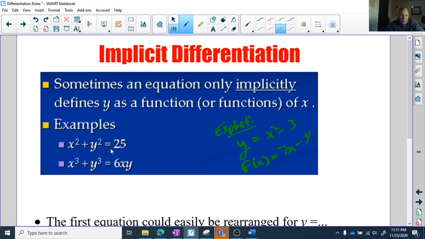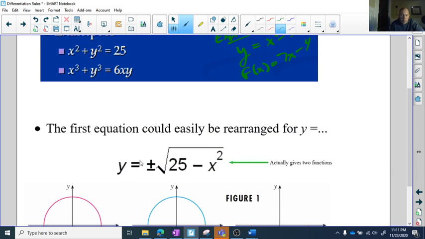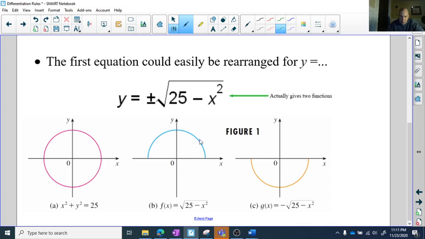Now the first one is easy enough that you probably could rearrange it to get y equals. And the problem now would be y equals plus or minus the square root of 25 minus x squared. And then the issue would be, well, is it the positive piece of this? x squared plus y squared equals 25 is a circle. If you didn't know that, that's a circle that has its radius of 5. This would be the top half of the circle. The negative would be the lower half of the circle.